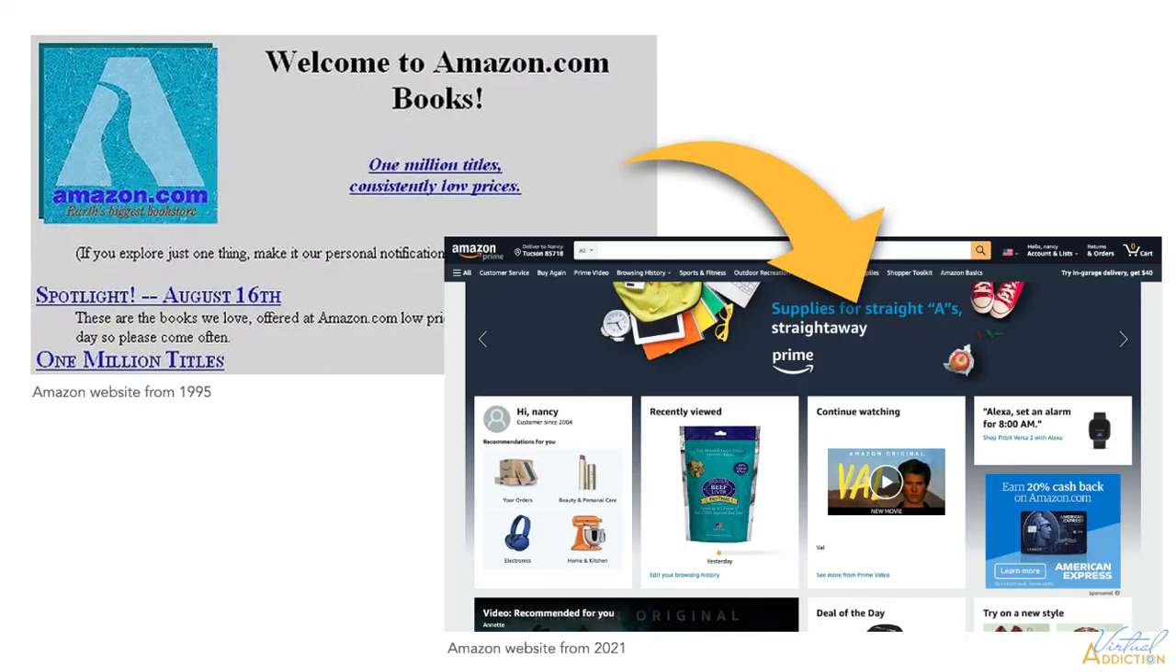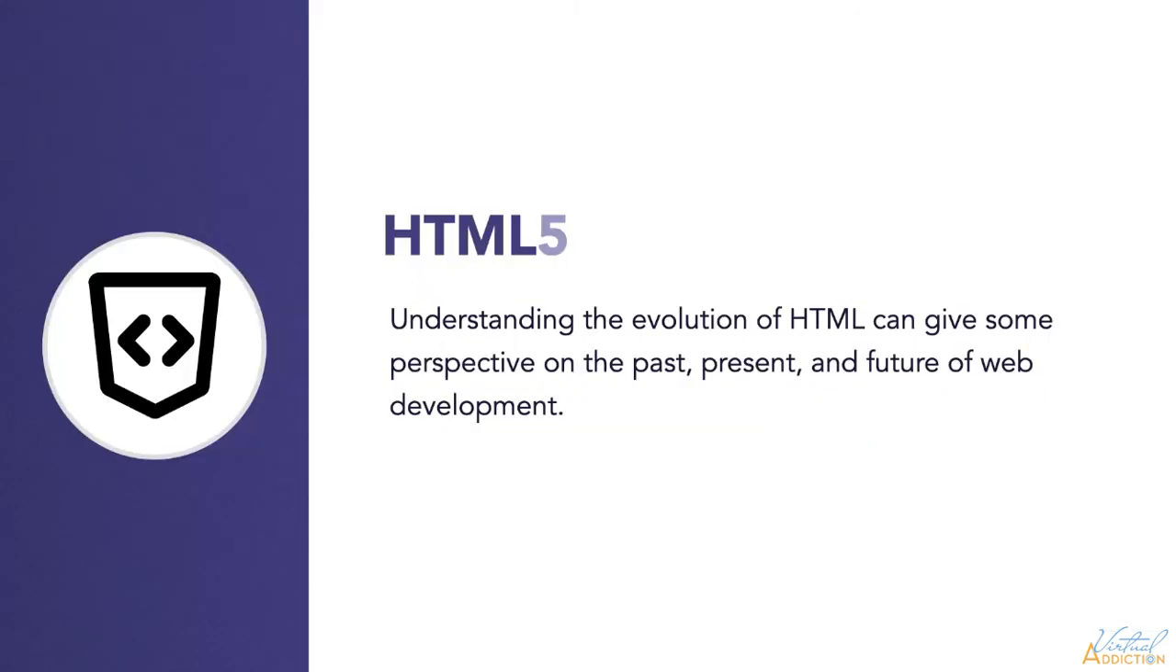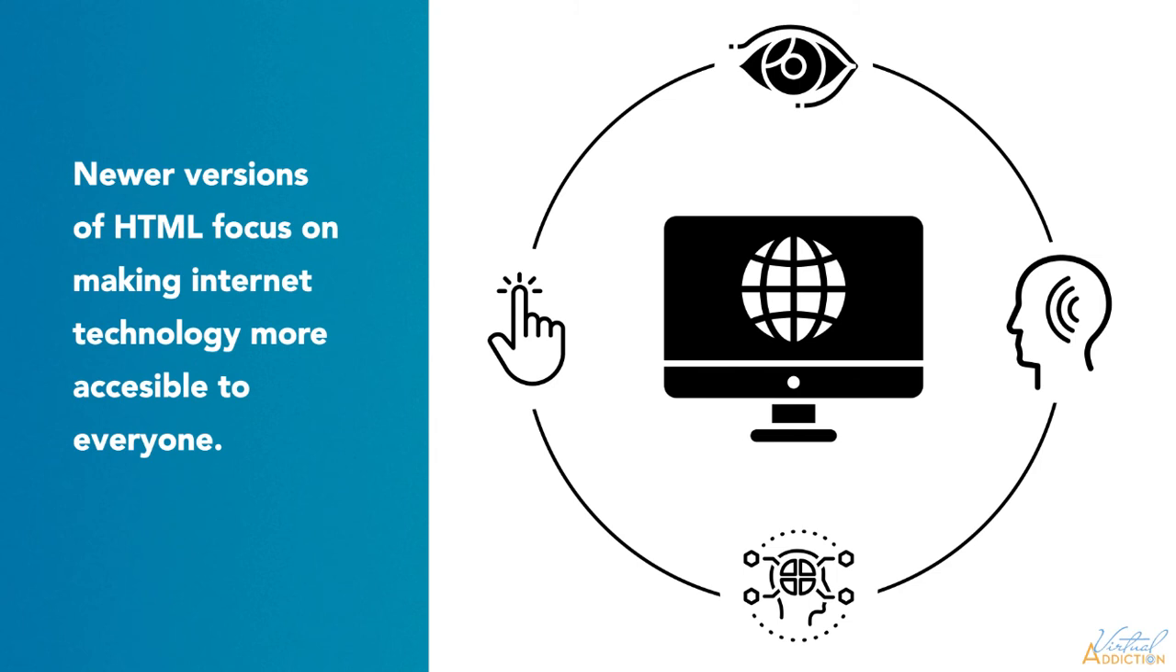As you can see, Amazon.com, which I'm sure is a website that you visited, has drastically changed in the last couple of decades. Those who are new to coding should familiarize themselves with the latest version, HTML5, but having a thorough understanding of the language's evolution can both give budding and veteran coders some perspective on the past, present, and future of web development. Rather than rendering older versions obsolete, each new version of HTML has focused on making internet technology more accessible to everyone.